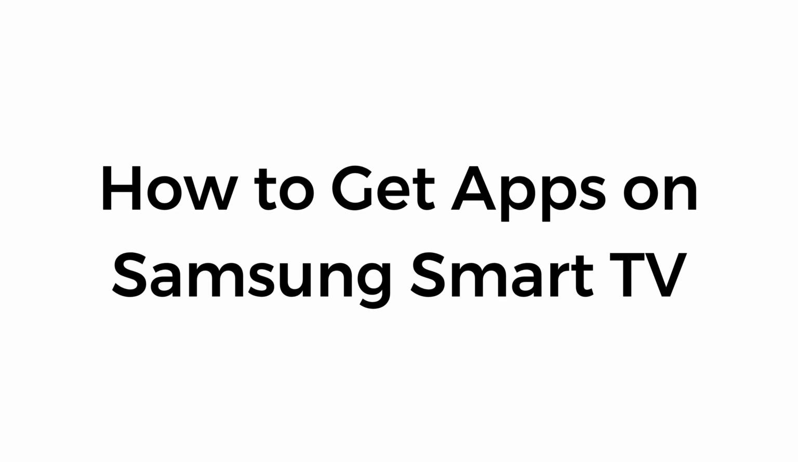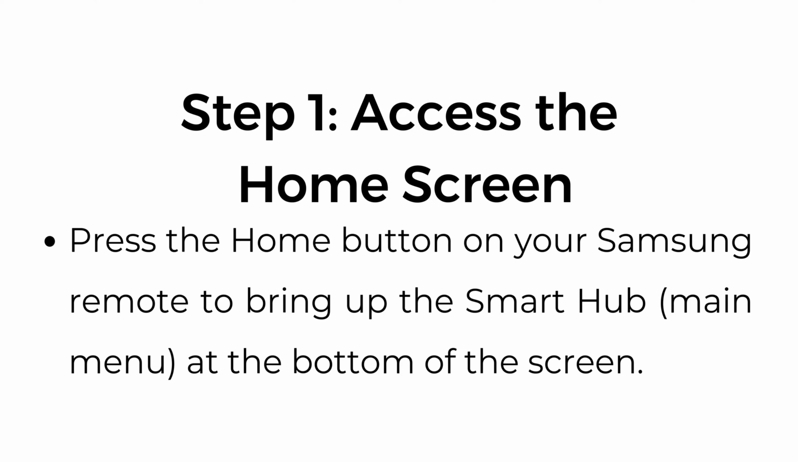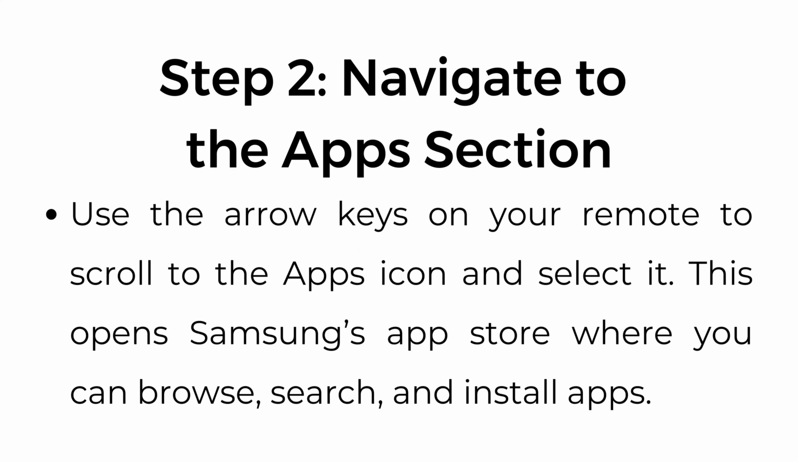How to get apps on Samsung Smart TV. Step number 1. Access the home screen. Press the home button on your Samsung remote to bring up the Smart Hub main menu at the bottom of the screen.